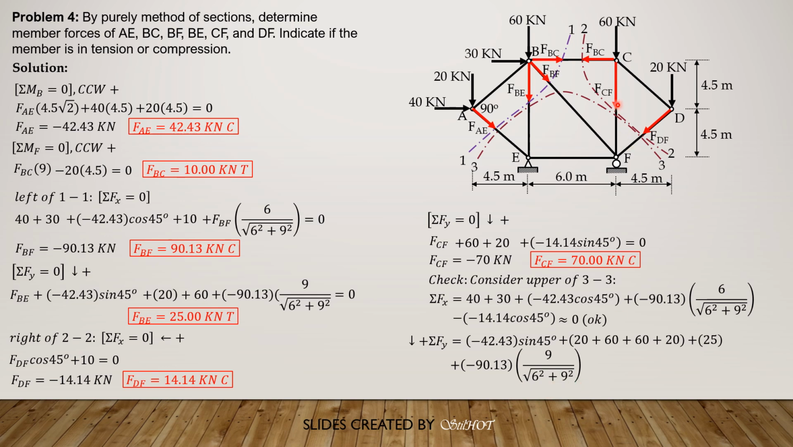plus FCF, and FCF is negative 70, then plus the Y component of FDF, which is negative 14.14 sine of 45. Then computing, that's also almost 0. So that means all our answers are definitely correct.